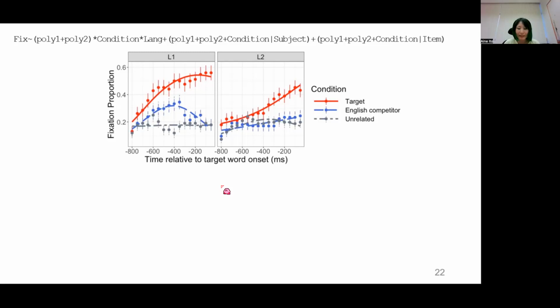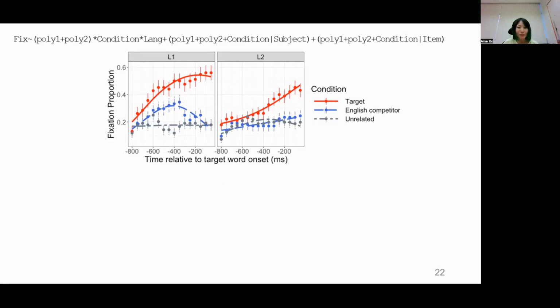So what we are plotting here is the mean fixation proportion in dots, and the error bars we can see around the mean, right? For the target, English competitor, and unrelated condition. I excluded the Japanese competitor condition because there was no difference between the Japanese competitor and unrelated conditions. Okay. So if we run this model, sorry, I forgot to say these lines are the model fit.